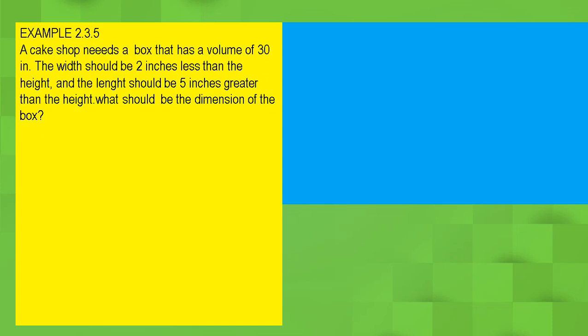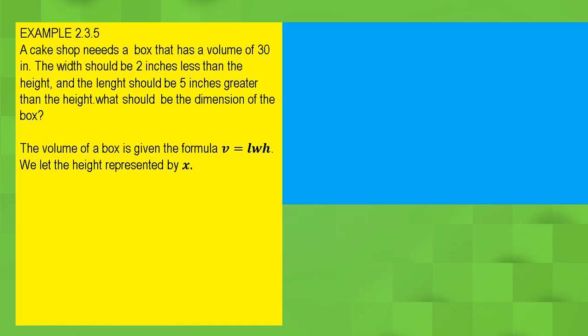These are problem solving applications of polynomial equations. A cake shop needs a box that has a volume of 30 cubic inches. The width should be 2 inches less than the height, and the length should be 5 inches greater than the height. What should be the dimensions of the box?